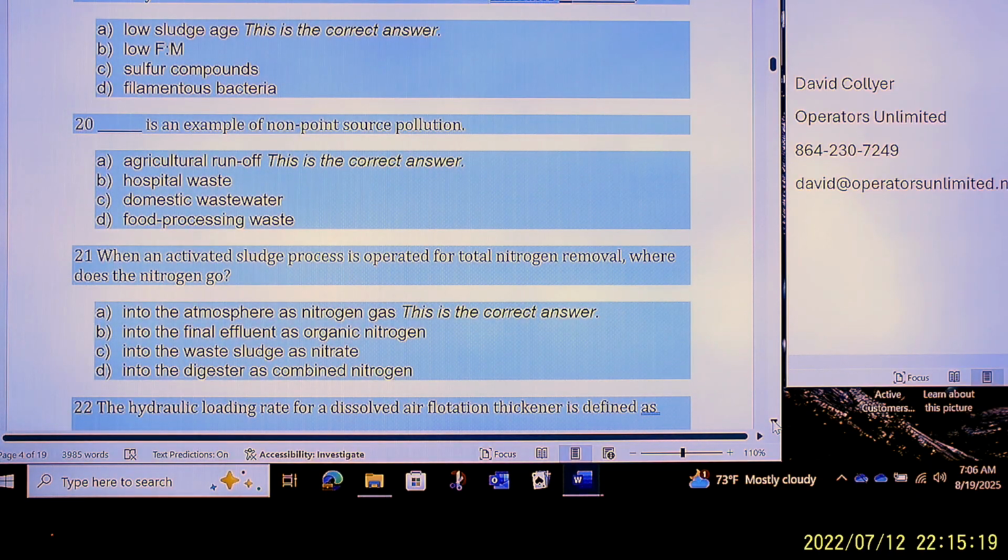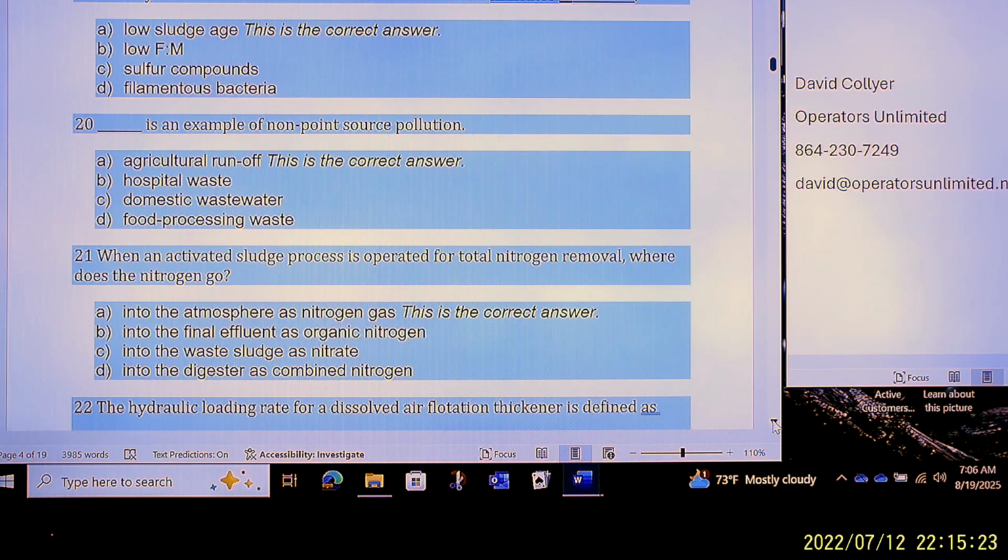Number 19. Billowy white foam on the surface of an aeration tank indicates: low sludge age, low F to M, sulfur compounds, filamentous bacteria. The answer to 19 is A, low sludge age.